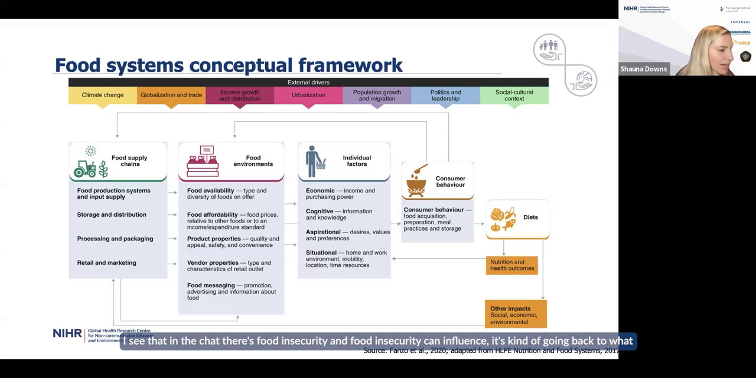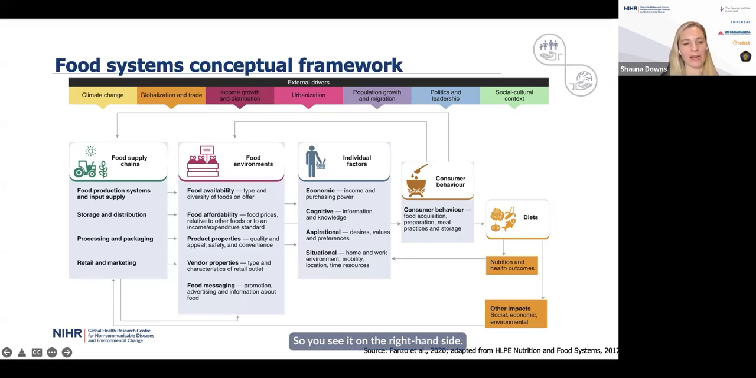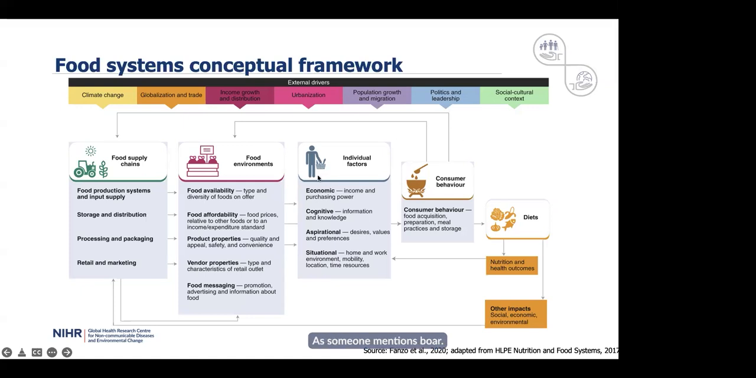I see that in the chat there's food insecurity, and it's kind of going back to what Evie said in terms of the feedbacks. Food insecurity is an outcome of the food system, so you see it on the right-hand side of this figure. Sorry, I lost my mouse, so I'm just unplugging for a second. And then someone mentions war. Is that?